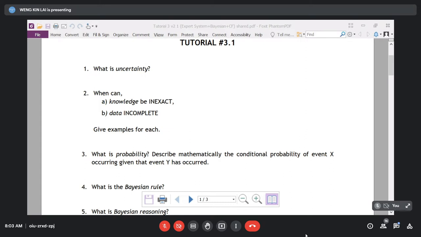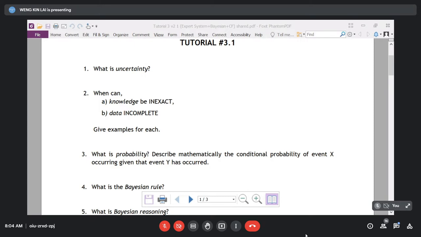So uncertainty, if you look at the lecture notes, can be defined as a lack of exact knowledge, right? Something you're not sure about, uncertain. So with uncertainty, we cannot come to a perfectly reliable conclusion. We are not sure of the conclusion. Then we also talk about the sources of uncertainty or uncertain knowledge.